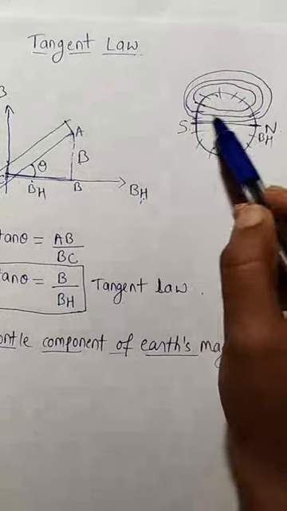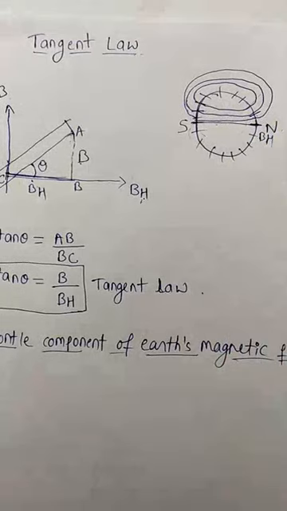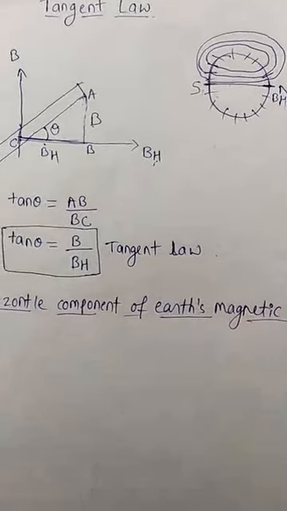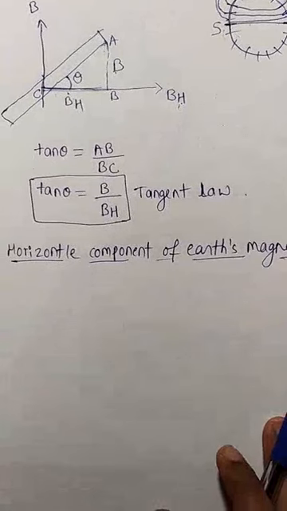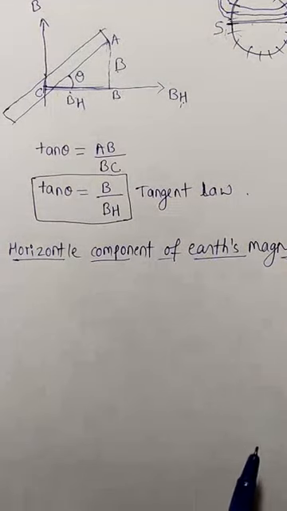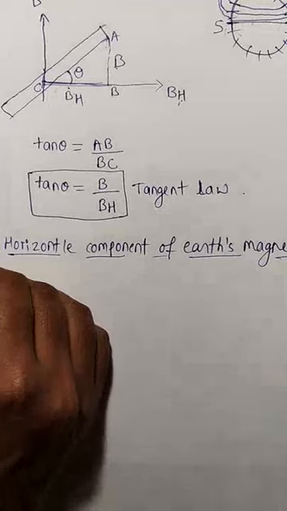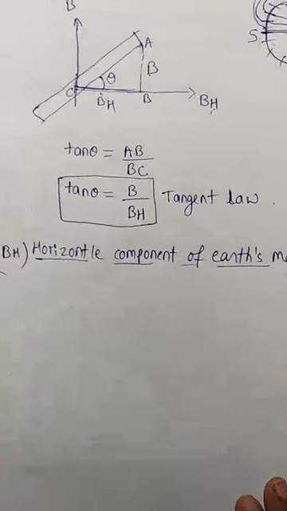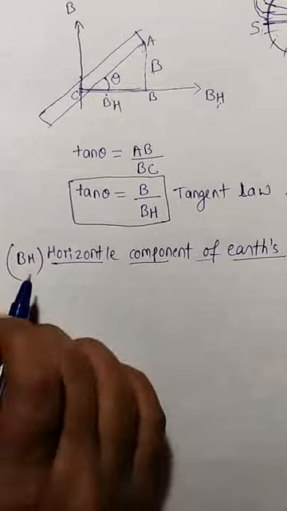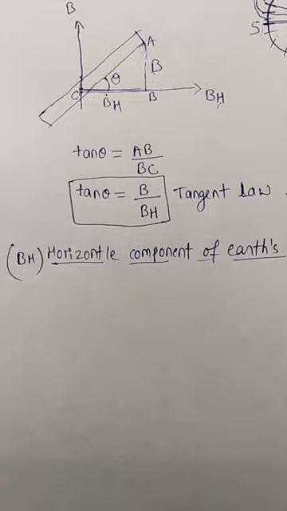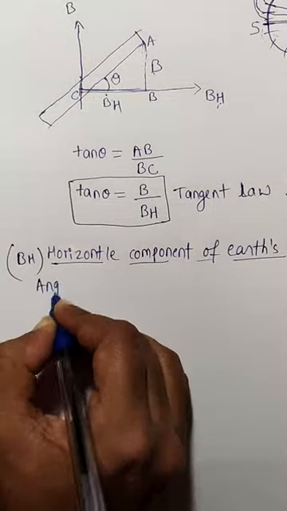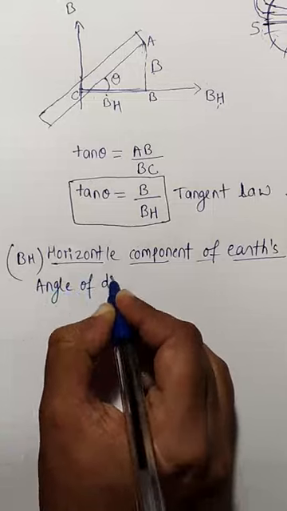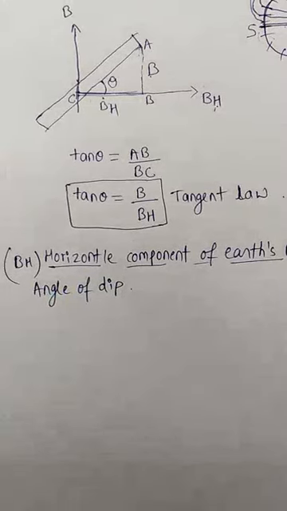These are nothing but the magnetic field lines created by the earth, because the earth is acting as a magnet. Now, coming to finding the horizontal component of the earth's magnetic field, which is nothing but the value BH. So we are calculating BH, the horizontal component of the earth's magnetic field. For this we want to find the angle of dip. If you know the angle of dip, from this you can directly calculate the horizontal component of the earth's magnetic field. So let's see what the angle of dip is.